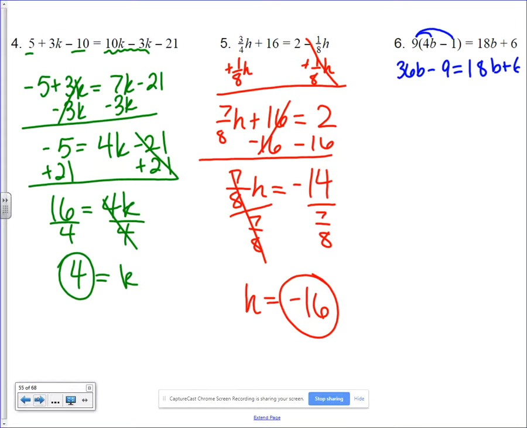Gage, can you combine anything on the left? Can you combine anything on the right? No, so move the smaller one over. Which one's smaller? The smaller variable, sir. Which one's the smaller variable? Is 36 or 18 smaller? Yeah, because they're both the b's, right? So whichever one's smaller, I'm going to move over. How do I move this over? Got it.